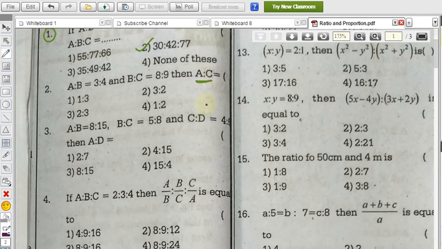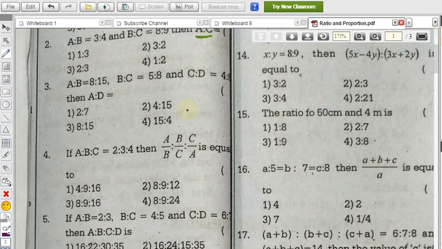Similarly, in the third also, A B, B C, C D are given and they're asking for A D. So you can find out A : B : C : D. From that you can take only the A is to D value.